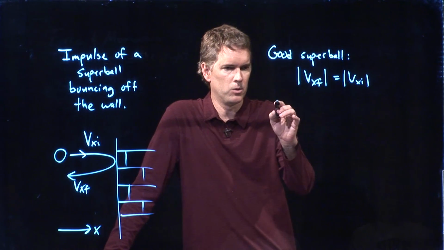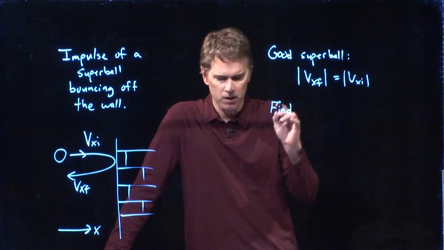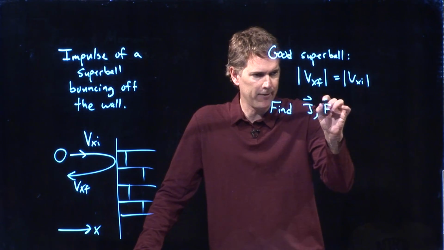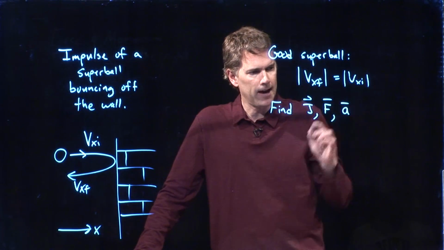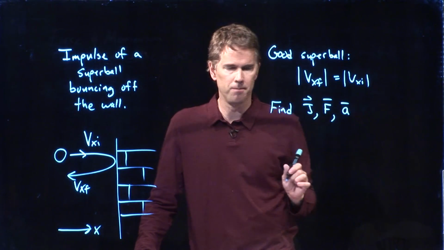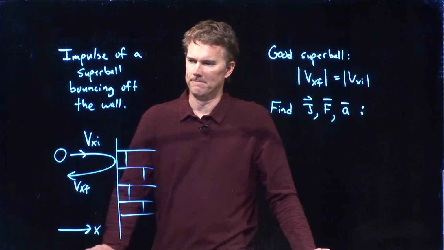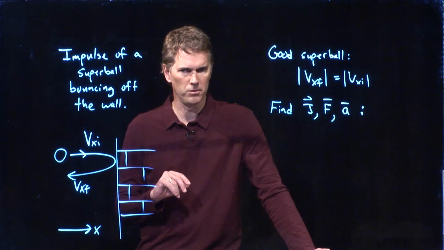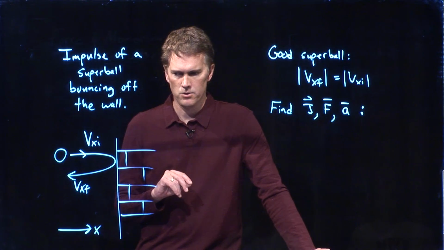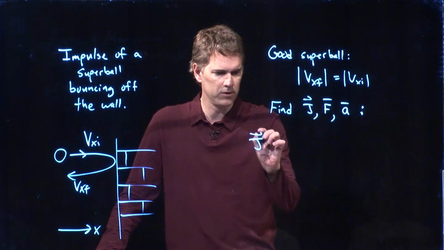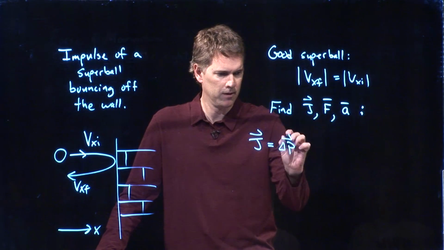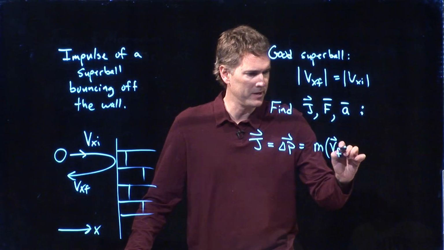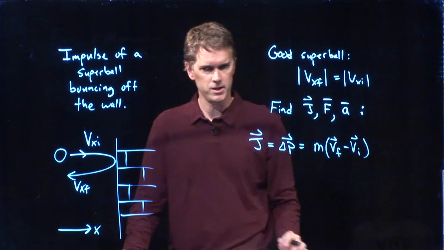Let's ask the following question. Let's find a few things. Let's find the impulse, the average force, and the average acceleration of that superball. Let's try it in general, and then we'll plug in some numbers when we're done. J is the impulse. J is, of course, a vector. And J is going to be delta P, which is m(vf minus vi).